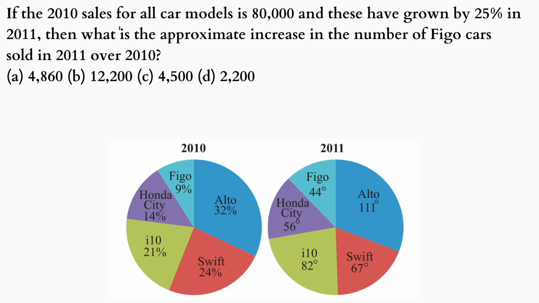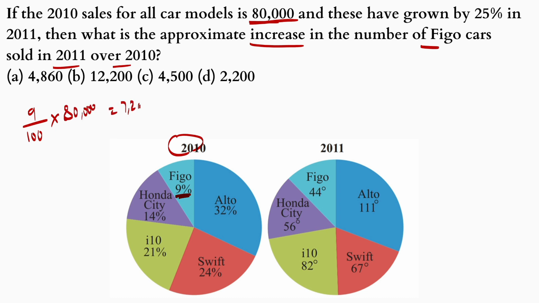See what is given here. The 2010 sales of all the car models is 80,000. But we are asked to find out the Figo cars value. Let's first calculate the value and then we will move on to the increase in the number of Figo cars sold in 2011 over 2010. So let's first calculate the value of Figo cars in 2010. So in 2010, the percentage of Figo cars is 9%. And what is the total value given here? The total sales is 80,000 in 2010. So 9% of 80,000 will be equal to 7,200, right?